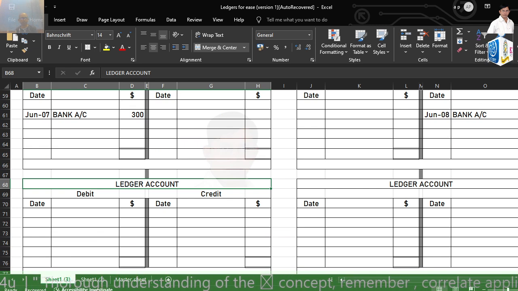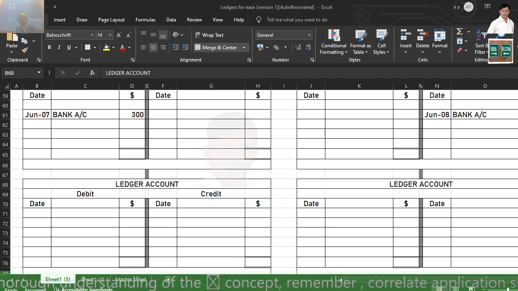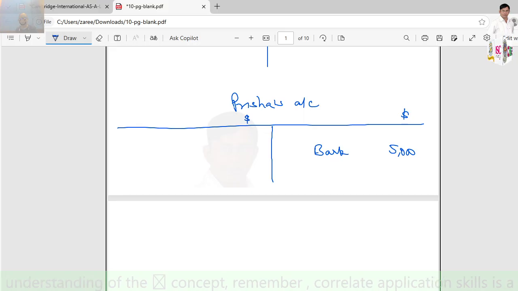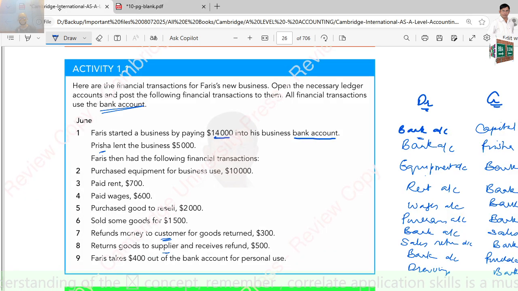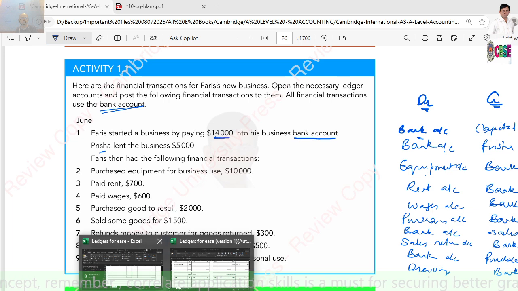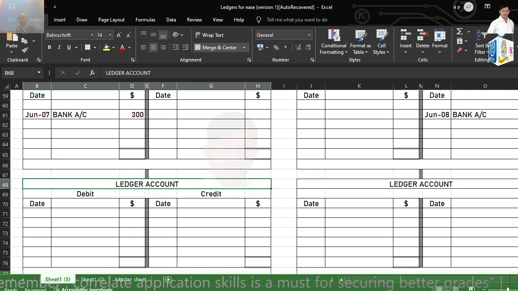So this is according to the entries whatever we have written. Based on this, first we have to write like this, then we have to finish the complete. This is how it is. So the final answer: after writing the ledger accounts, the entries will appear like this. So the ledgers will appear.